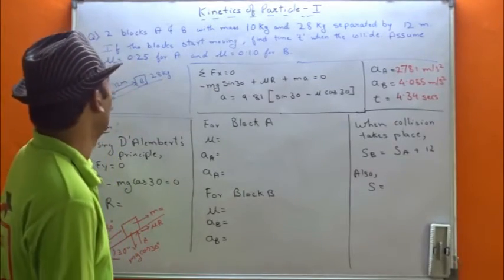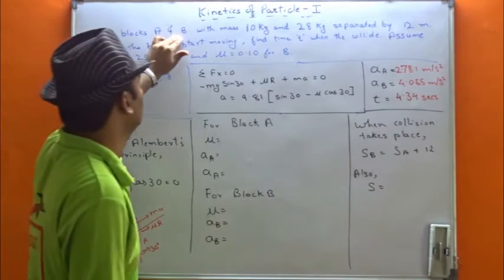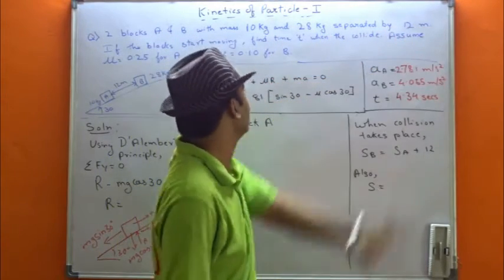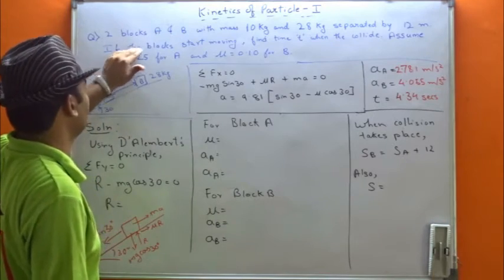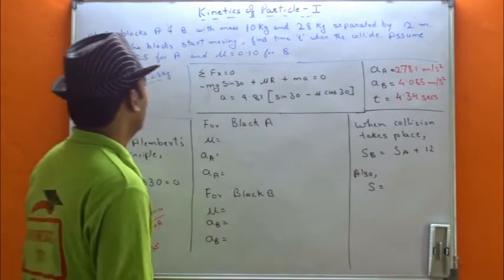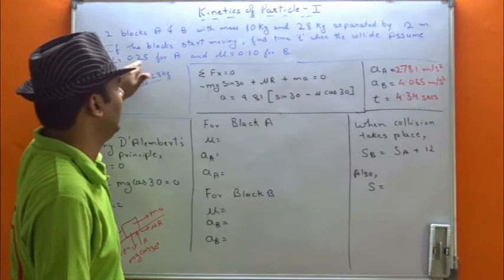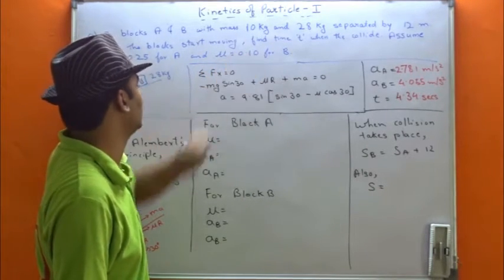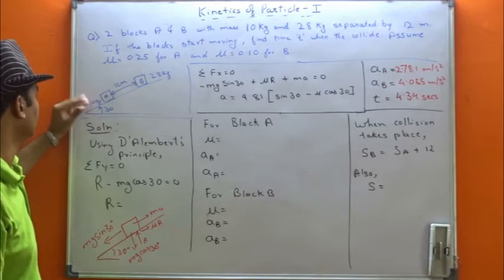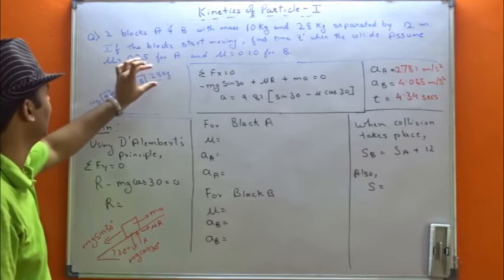Okay, now we have a sum based on D'Alembert's principle. It says two blocks A and B with mass 10 kg and 28 kg are separated by a distance of 12 meters. If the blocks start to move, find the time t when the collision happens, and the coefficients of friction are given. For block A it is 0.25 and for block B it is 0.10. This diagram is also given in the question, where the angle is 30 degrees. This is block A, this is B. The weight of A is 10 kg and B is 28 kg.